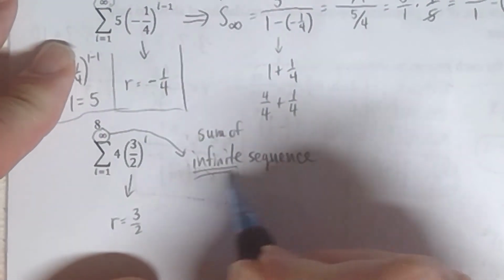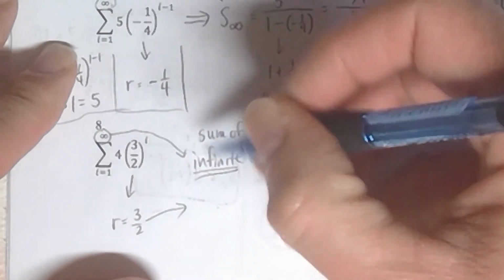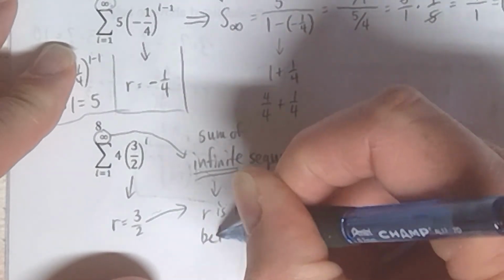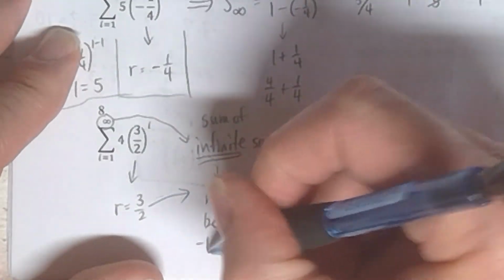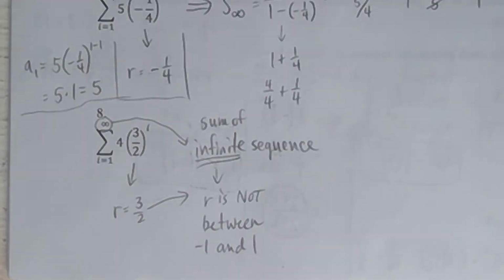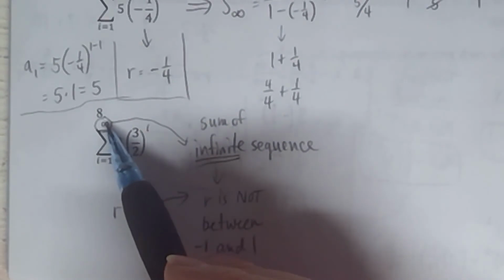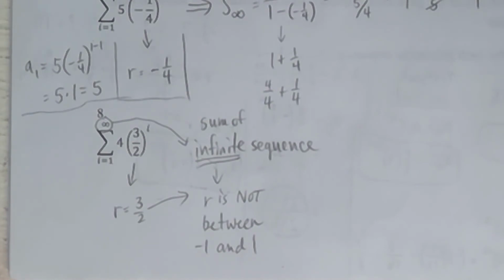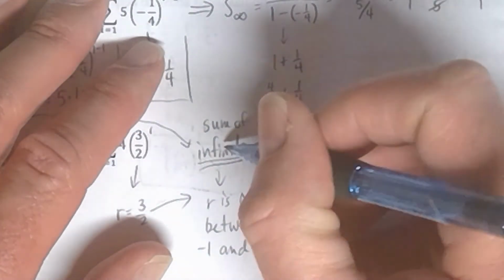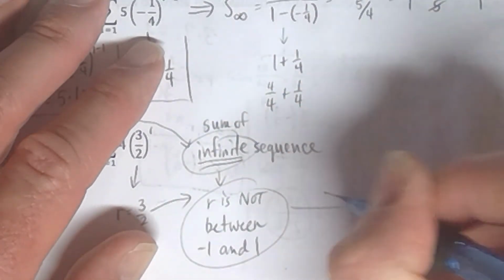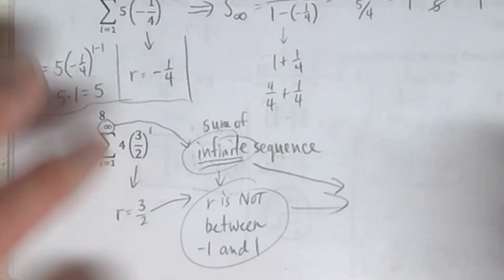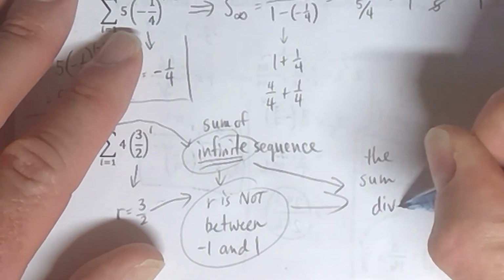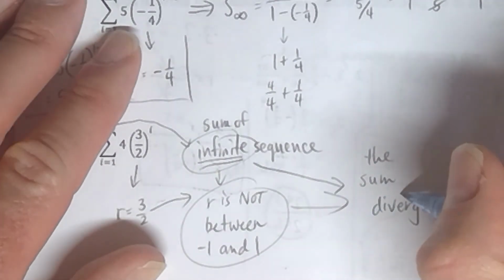When it's a sum of an infinite sequence and the r is not between negative 1 and 1, then what does that mean? Remember, we mentioned a few minutes ago that if you're doing an infinite sequence and r is not between negative 1 and 1, then there will be no answer. Okay? So when it's infinite and r is not between -1 and 1, for those two reasons right there, you guys, the sum diverges. Diverge is the opposite of converge, right?